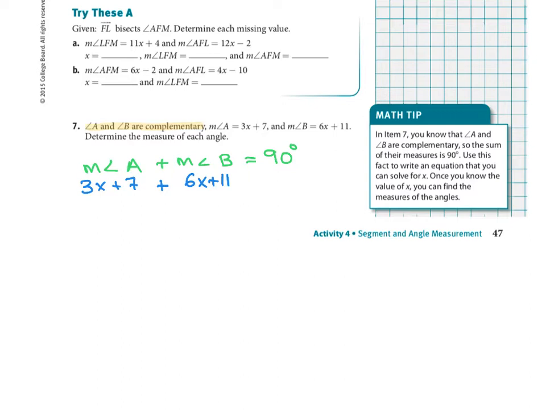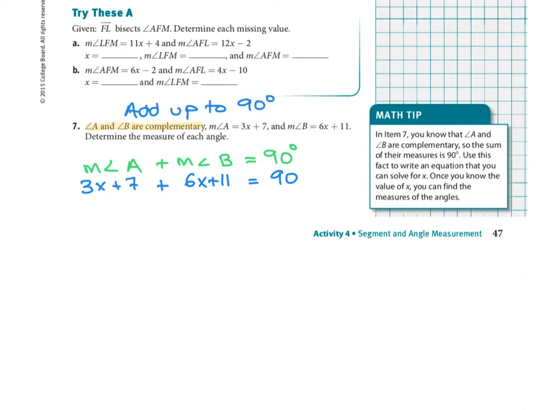If I know that both of them are complementary, these are complementary angles, it means they add up to give you 90 degrees. So if they gave me an expression for angle A, an expression for angle B, I can add them and set that equal to 90. So that's an equation that I can use. So complementary means add up to give you 90 degrees.